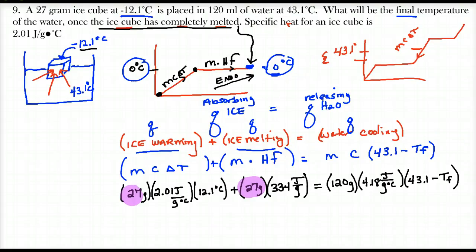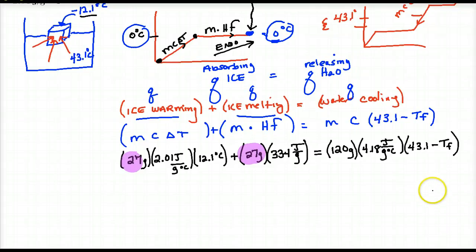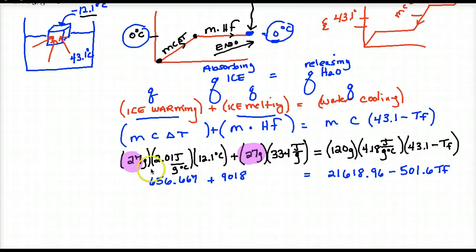So now let's go back to this problem and let's simplify. And if you want to simplify, you can pause this and I'm going to simplify. Okay, and 27 times 201 times 12.1 is 656.667 plus 27 times 334. You notice everything's going to cancel except for your joules. So you're really adding joules together, right? And of course the heat of fusion, grams go, and you've got joules plus joules. In any case, same thing. 120 times 4.18 times 43.1 gives you this number. And then of course this times negative TF gives you this number.